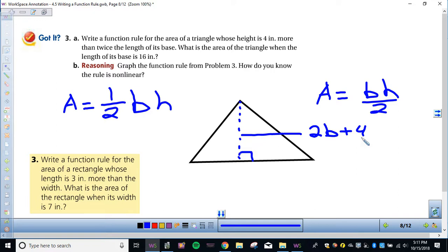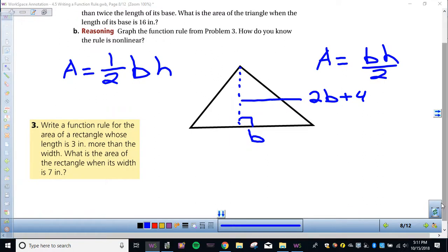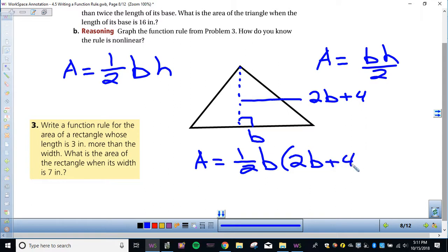So if we don't know what the base is, because the height is 4 more than twice the length of its base, that means the base is just b for base. Okay? So when we write the formula, all we have to do is plug the b in where the b is, and the 2b plus 4 where the h is. So I'll show you what I mean down here. So area equals 1/2. The b does not change, but 2b plus 4 does change.